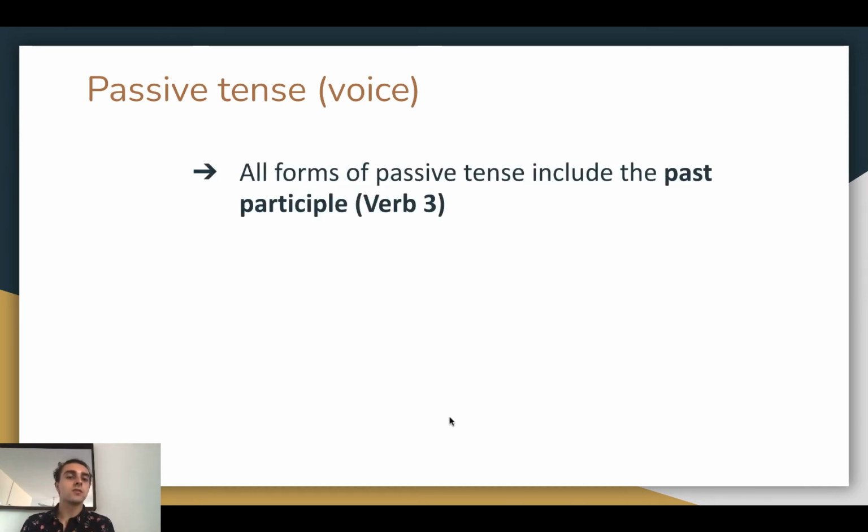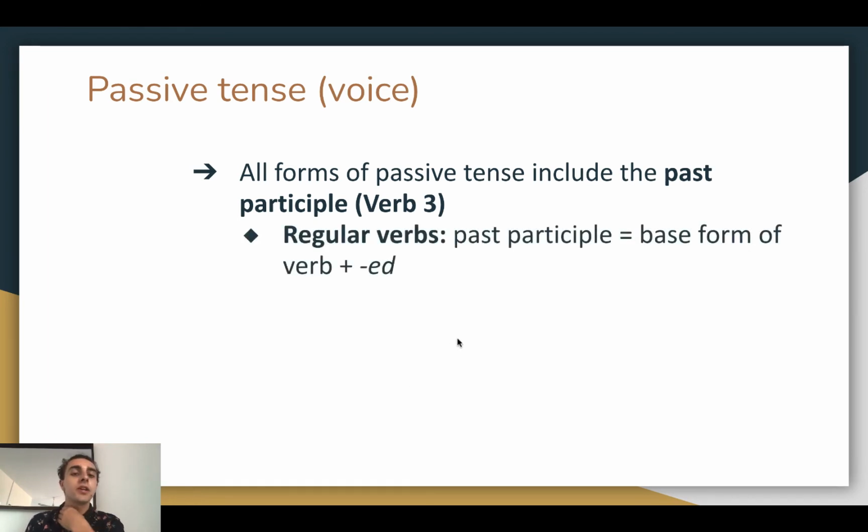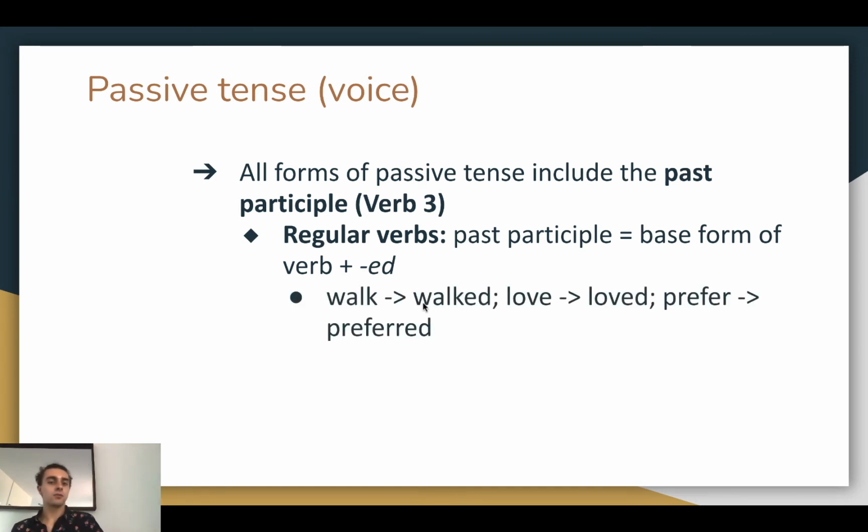Not actually all forms, but most forms of the passive tense include the past participle or verb 3. You guys know what verb 3 is. Regular verbs are predictable and easier to remember. For regular verbs, the past participle is just the base form of the verb plus ed. Some examples of that are walk, which is walked in verb 3. Love, loved, prefer, preferred. So I walked to the store, I had walked to the store. I love you, I had loved you, right?